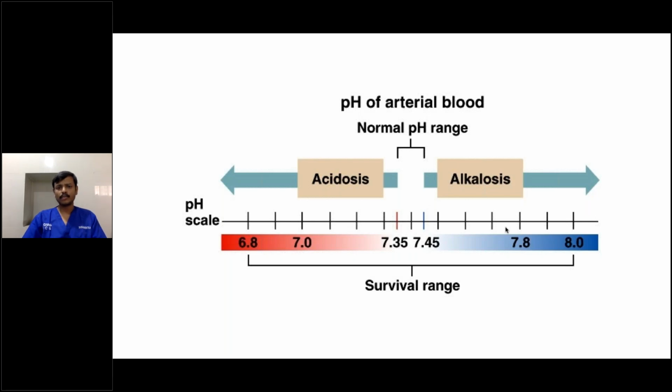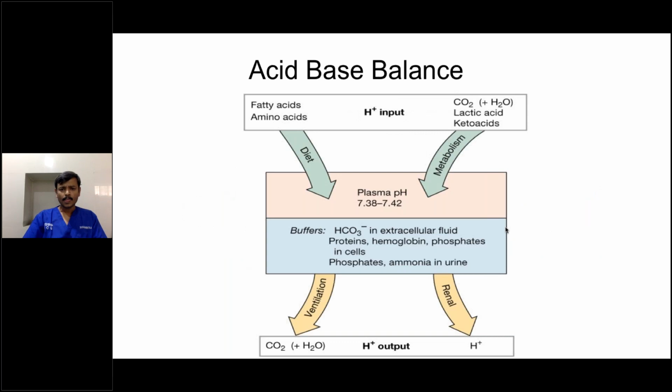So broadly we can divide acidosis and alkalosis depending upon the pH. In pH, there is a constant hydrogen ion input that can cause acidosis. It may come from the diet, like fatty acids and amino acids, or from metabolism, like carbon dioxide, lactic acid, and ketoacids. When hydrogen ions are added to the blood, it causes acidosis.